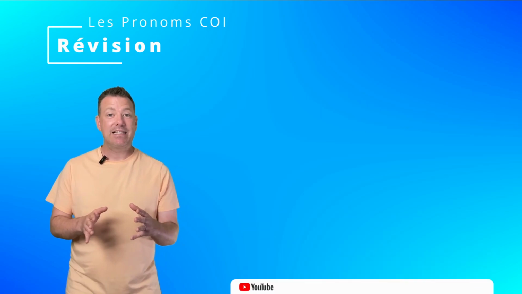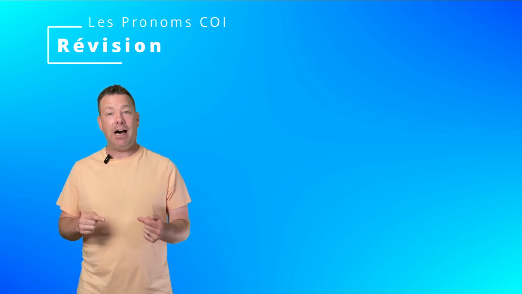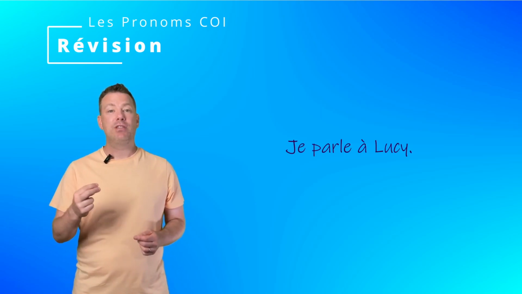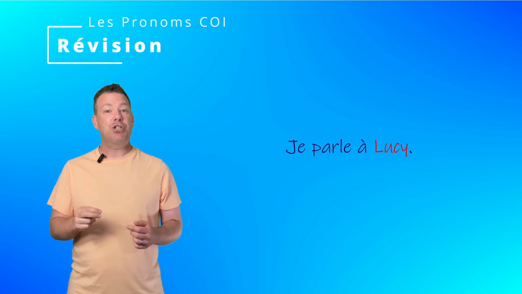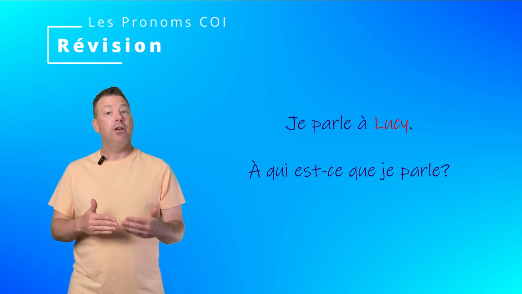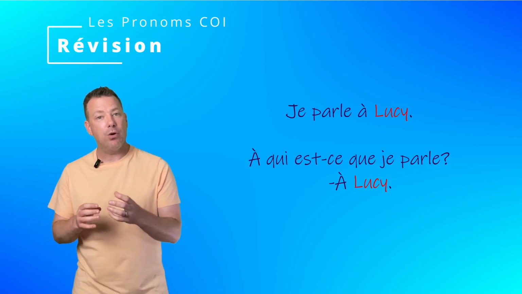In a sentence, it can be found after the verb and the preposition à. For example, je parle à Lucie. Lucie is the COI because it answers the question à qui est-ce que je parle? Answer, Lucie, à Lucie. So Lucie is the COI.